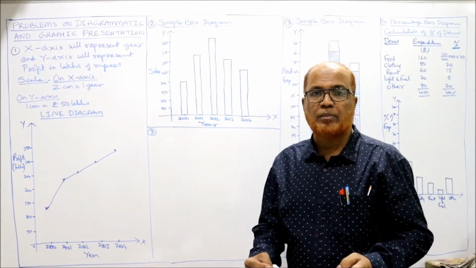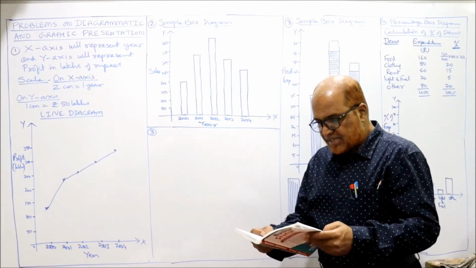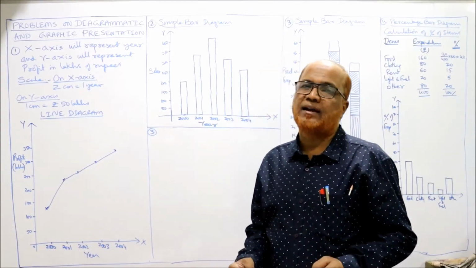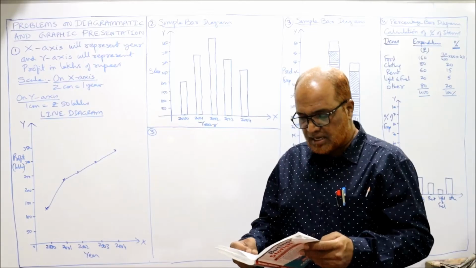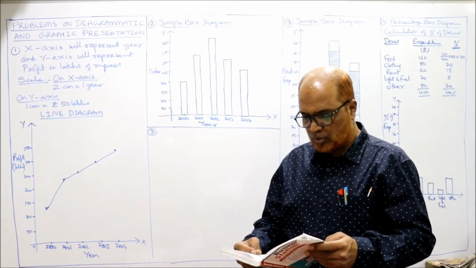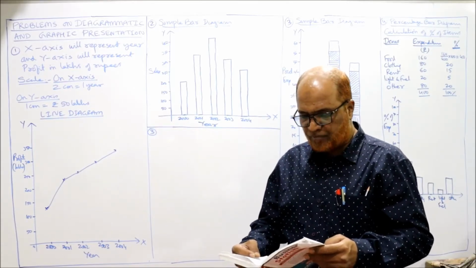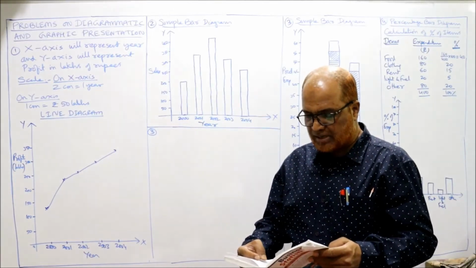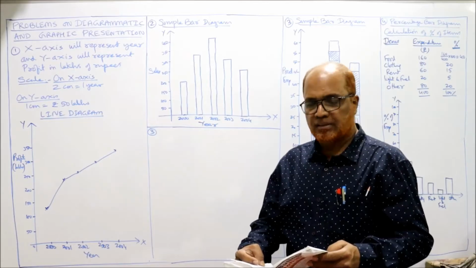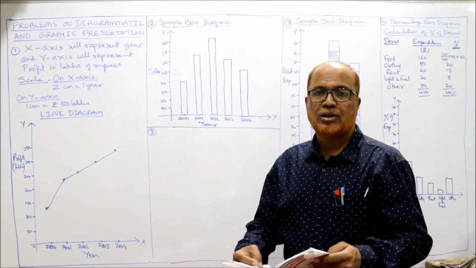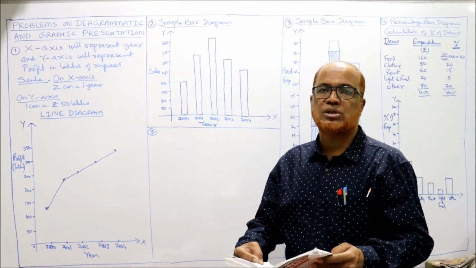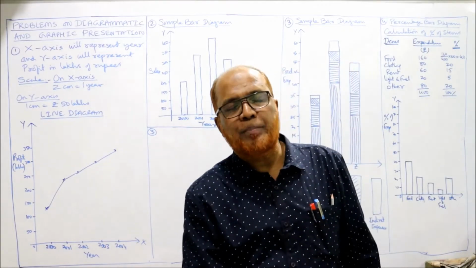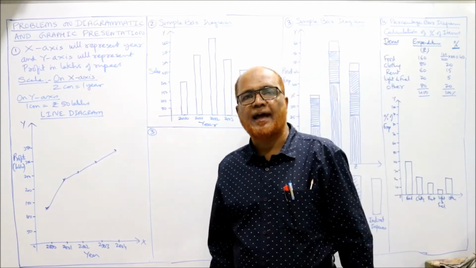Now, first problem you see. Present the following data in the form of a line diagram. तो पहला problem line diagram के ऊपर है. Years are given 2000, 2001, 2, 3, 4. So 5 years data is given. Profit in lakhs of rupees are given 125, 225, 250, 270 and 310. These are the profits given. We have to present this data through a line diagram.